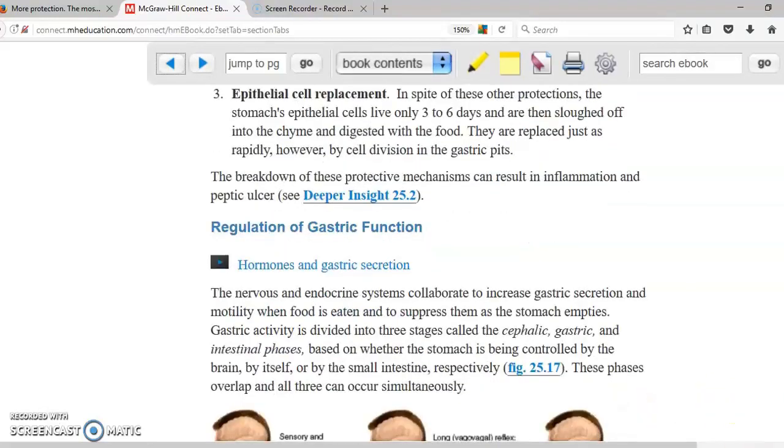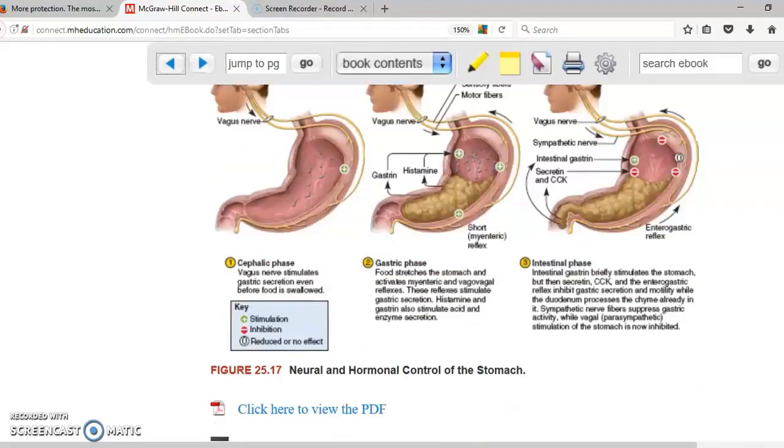Regulation of gastric function. Steps in digestion, one of them is the cephalic phase, the other one is the gastric phase, and the other one is the intestinal phase. Cephalic phase, you don't put the food in your mouth, but for example, if you are hungry right now and we start talking about a barbecue and some meat and some shrimp, etc., you're going to start salivating. So there's no food in your mouth, but your brain starts producing all these different types of changes necessary in your digestive system in order to receive the food.